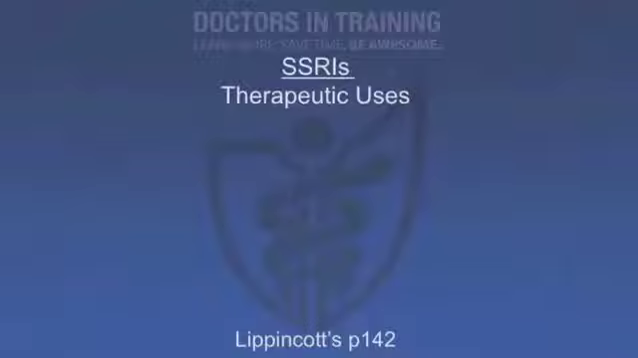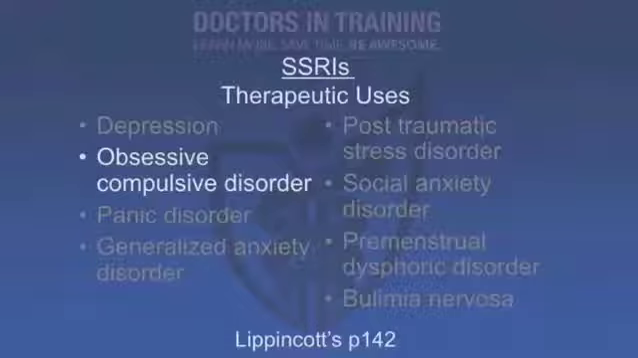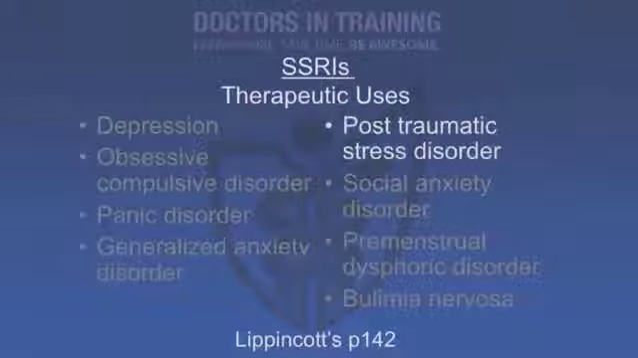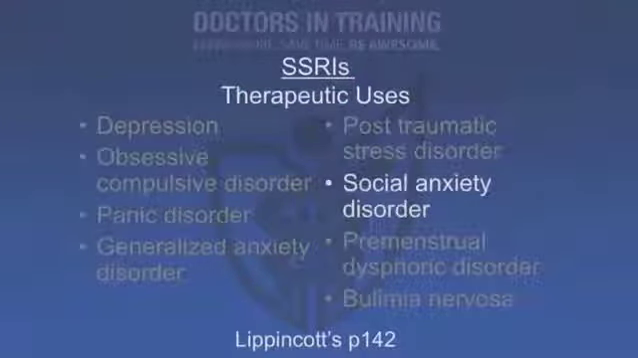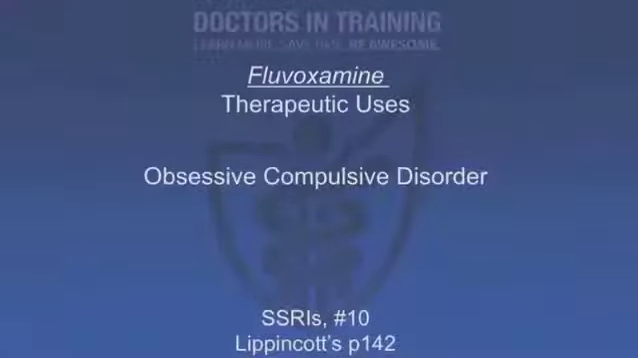Let's talk a little bit about the therapeutic uses. The primary indication of SSRIs is depression, for which they are as effective as the tricyclic antidepressants. Other psychiatric disorders also favorably respond to SSRIs, including obsessive compulsive disorder, panic disorder, generalized anxiety disorder, post-traumatic stress disorder, social anxiety disorder, premenstrual dysphoric disorder, and bulimia nervosa. We should note that fluvoxamine is the only SSRI that has an approved indication for obsessive compulsive disorder, and only fluoxetine is approved for bulimia nervosa.